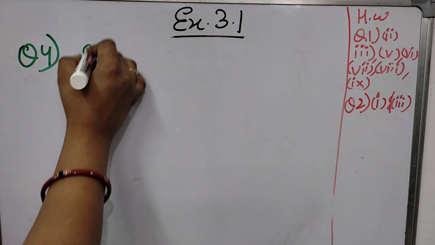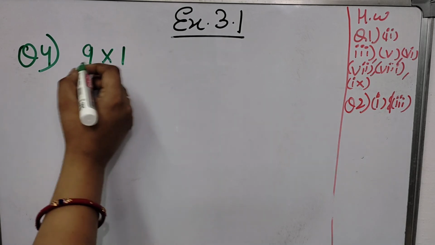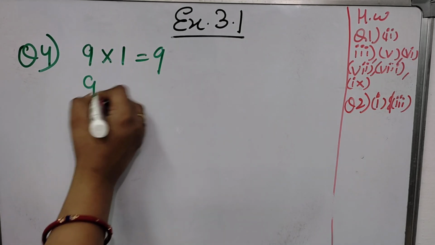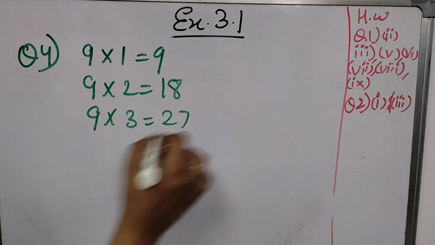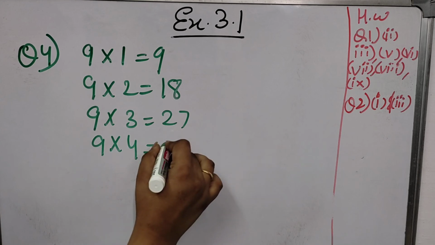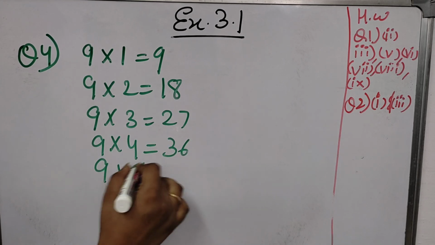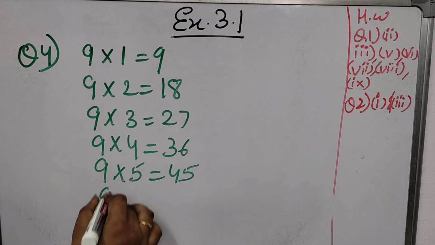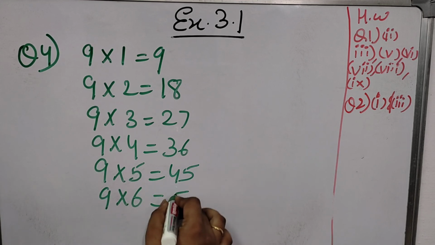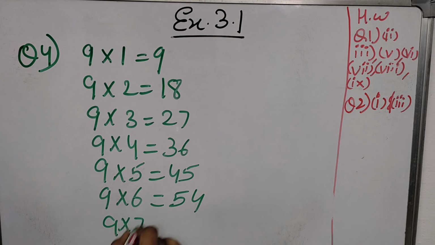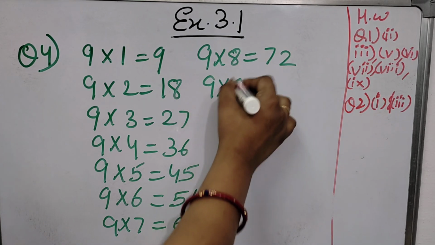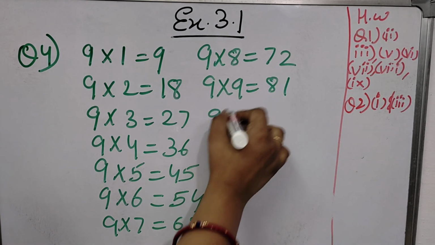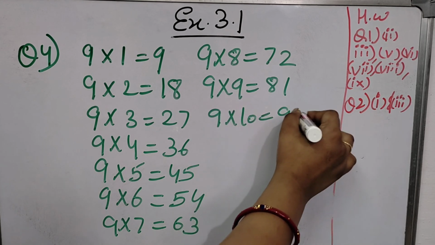So we will calculate multiples of 9 starting with 1. 9 multiplied with 1, it is 9. 9 multiplied with 2, 18. 9 multiplied with 3, 27. 9 multiplied with 4, 36. 9 multiplied with 5, 45. 9 multiplied with 6, 54. 9 multiplied with 7, 63. 9 multiplied with 8, 72. 9 multiplied with 9, 81. 9 multiplied with 10, 90.